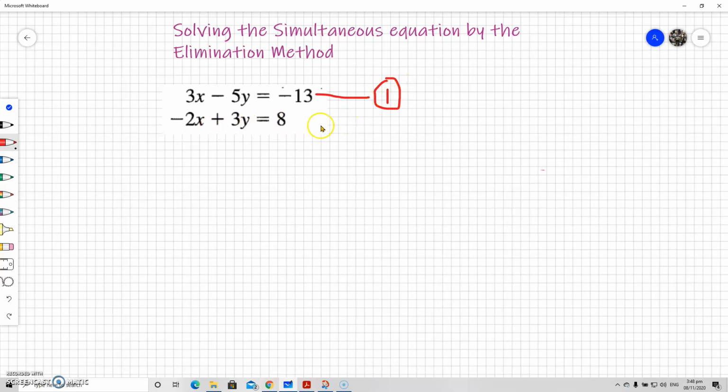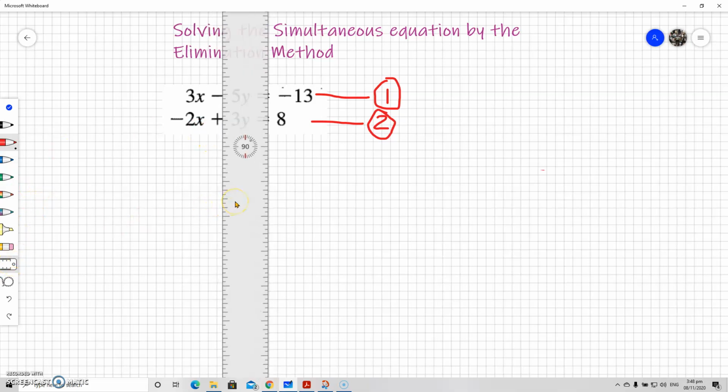Minus 2x plus 3y is equal to 8. This is your second equation. Again, there's a pair of linear equations. They are linear, the highest power of x here is 1. So we have a pair of linear equations. We wish to get the values of x and y, and the method of solving this is the elimination method. So how do we go about eliminating this?